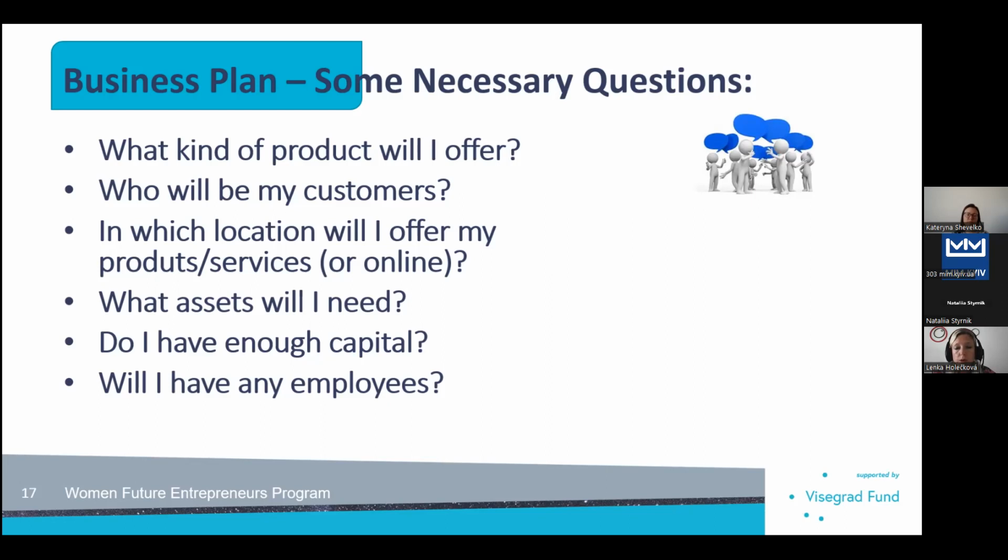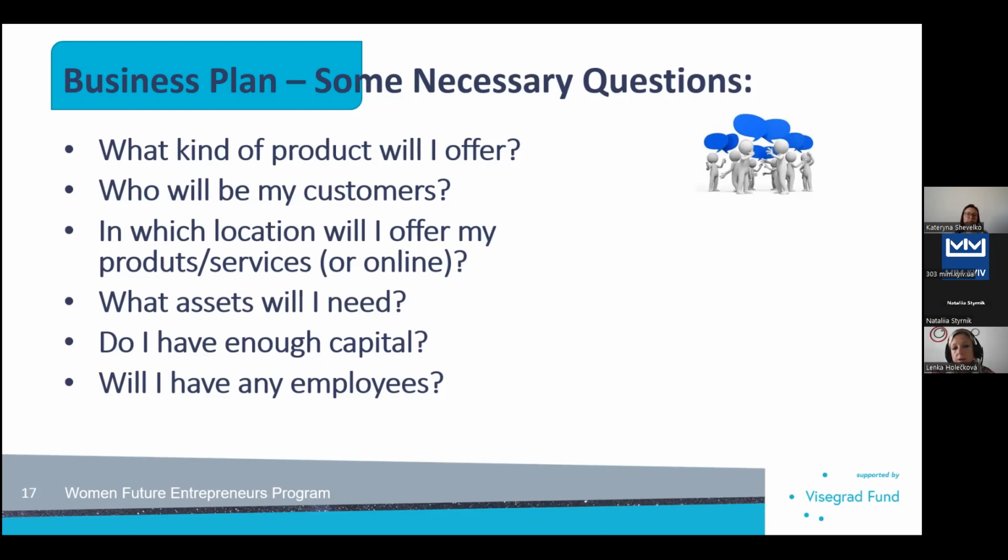Many of you were focused on services, so of course we must explain them as deeply as we can. Also, we must focus on our potential customers and location, if it is Prague or somewhere else. We must focus on our assets from the balance sheet, tools that we need for our business, for instance, some building or car or office, if necessary.